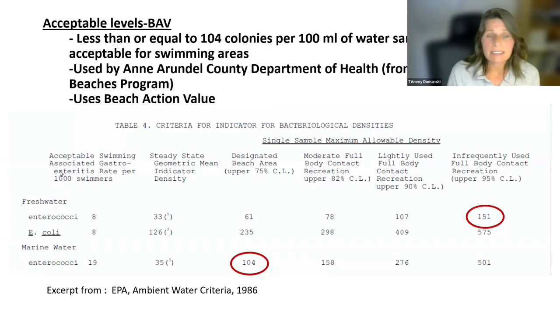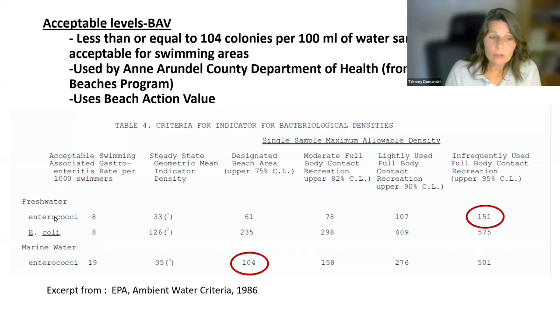They basically looked at acceptable thresholds for a certain number of illnesses, gastrointestinal problems, even though other problems can result from exposure to bacteria associated with fecal contamination. And in marine water, along the lines of brackish water, the cutoff for designated beach swimming areas, high use beaches, is 104. So that's what's been used for decades.